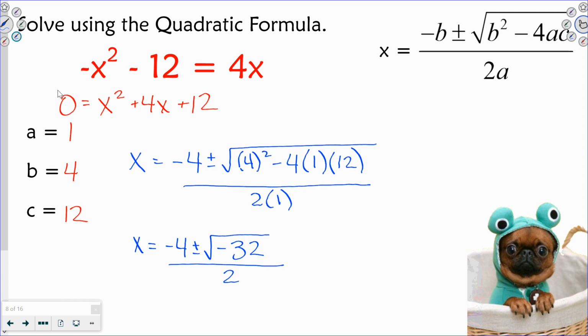All right, what do you notice right away? What can I do with that? Take out that negative, right? There's going to be an i. You can do a factor tree on the 32. 2 and 16, 2 and 8, 2 and 4, 2 and 2.